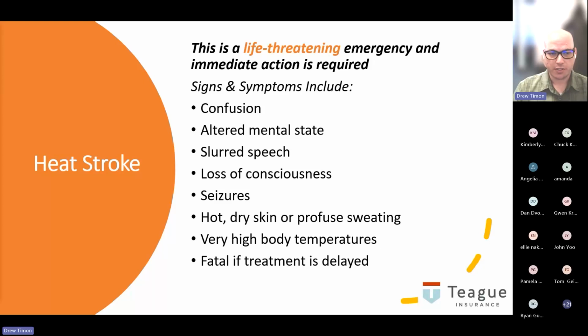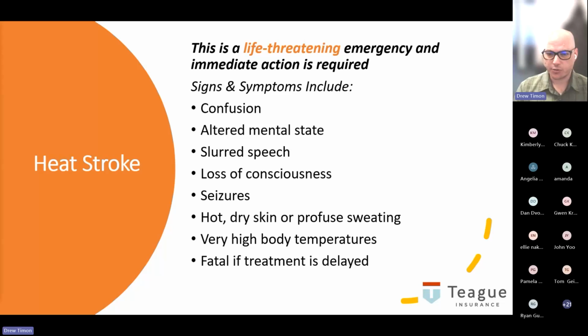So some of the other signs and symptoms you'll see will be confusion or an altered mental state, or the employee could just be unconscious. So if an employee is not aware of who they are, where they are, events leading up to the situation that they're in, that would be an altered mental state. Or if they're unconscious, obviously, we want to make sure that we're calling 911 for those situations.